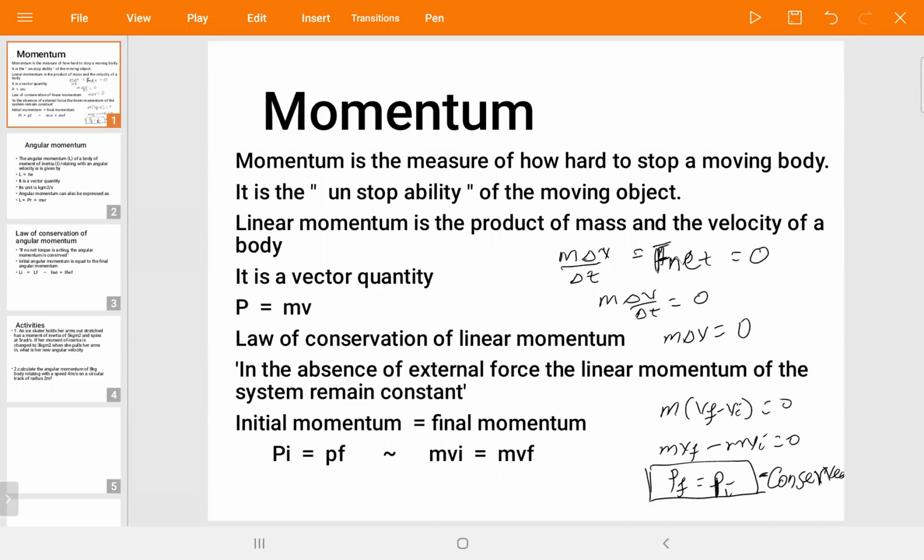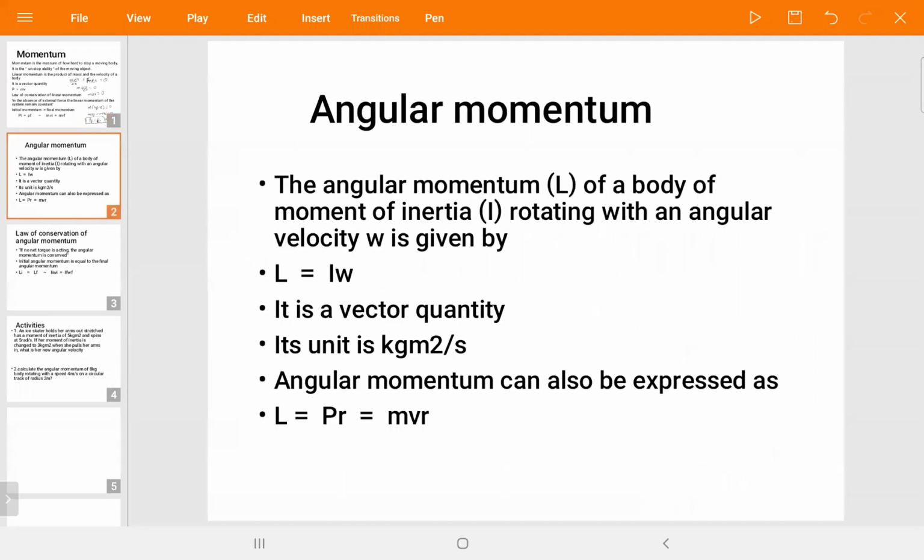We can say that momentum of the two bodies, or momentum of the system as a whole, is conserved. If the linear momentum is conserved, then the initial momentum and final momentum remain constant. This condition will happen when there is no external force. If external force is zero, then linear momentum becomes constant. The value of linear momentum before and after the system or after collision remains the same.